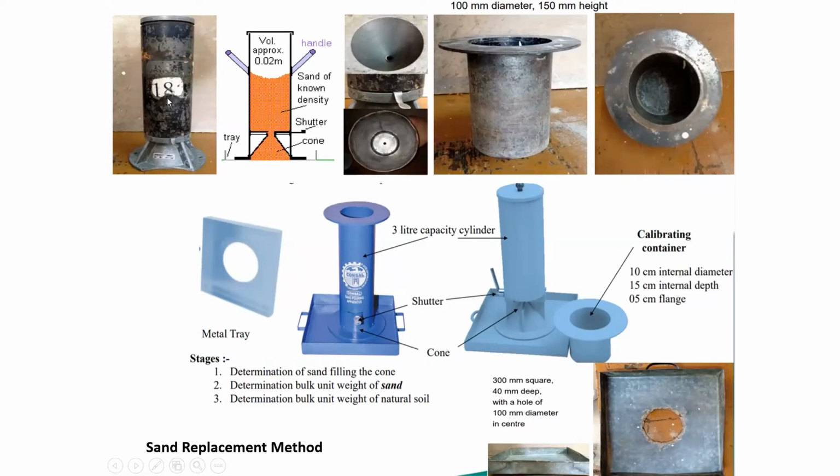This is the cone, approximately 0.02 mm volume. This is the handle, sand will be filled and this shutter will be open. This capacity is a 3-liter cylinder. This is the metal tray. First you will dig it. I will be showing the procedure.